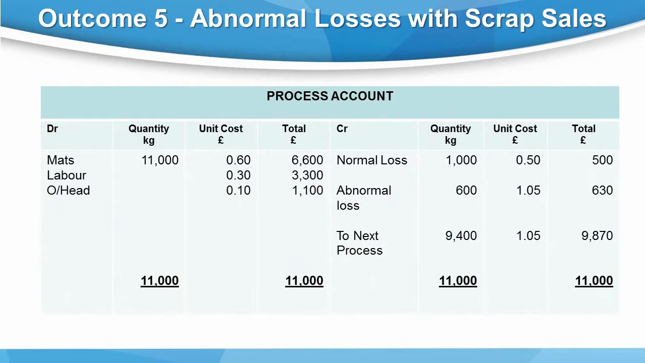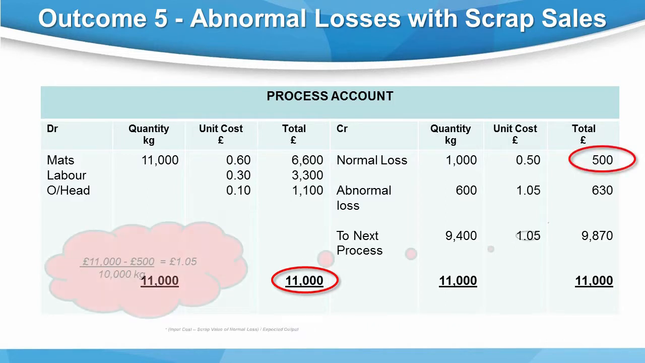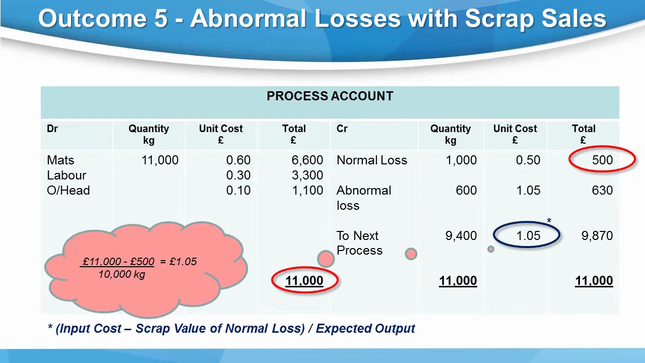So, in this example, in the process account, the cost per kilogram of finished output will be calculated as £11,000, the cost of the inputs, less £500, the proceeds of the normal losses, divided by 10,000 kilograms. This works out to £1.05 per kilogram.